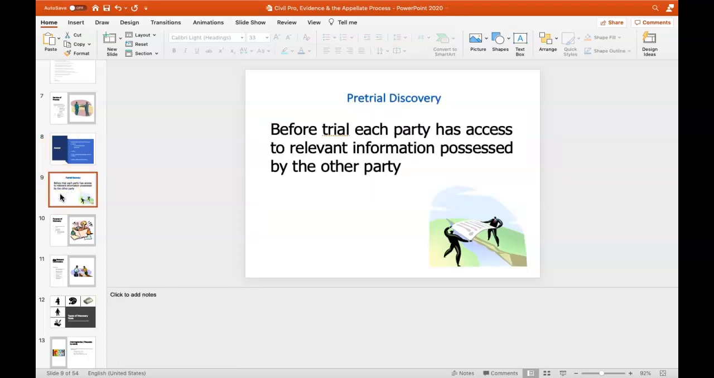After the answer is filed, discovery begins. This is step 4. This is the pretrial period when the parties exchange information that is relevant to the case in preparation for trial. During this phase, the court is available to help facilitate the process. So, for example, if a party does not comply with the discovery order, the court can hold the party in contempt of court.